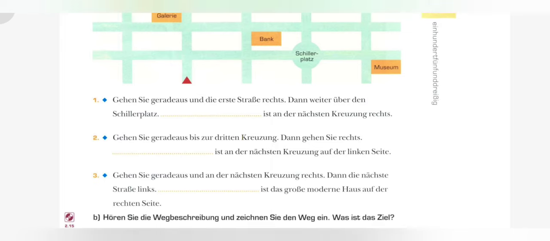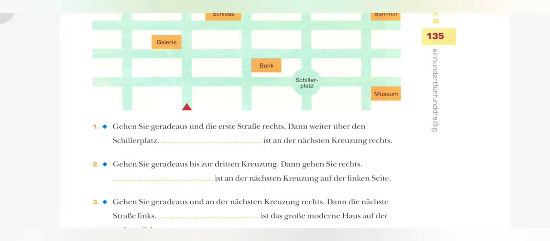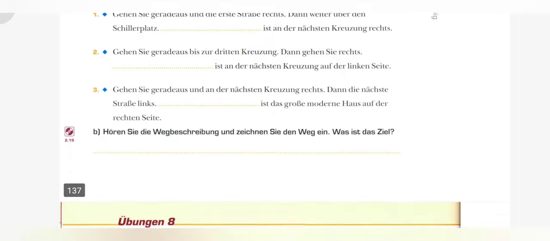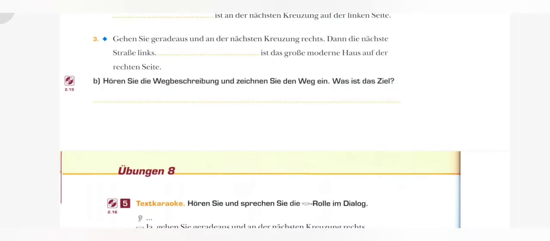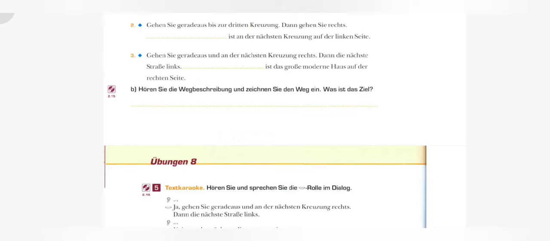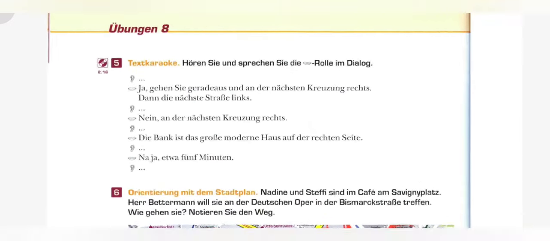Next is gehen Sie geradeaus und an der nächsten Kreuzung rechts, dann die nächste Straße links. Die Bank ist das große moderne Haus auf der rechten Seite. Hope you have written the answers. Next is hören Sie die Wegbeschreibung und zeichnen Sie den Weg ein. Was ist das Ziel? Here you have to listen to the audio and write where the person wants to go. What is the goal of that person? In the B1. Listen to the audio now. And the fifth one is also about the audio. So we're doing that also.